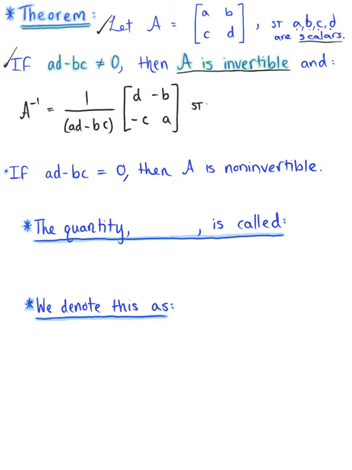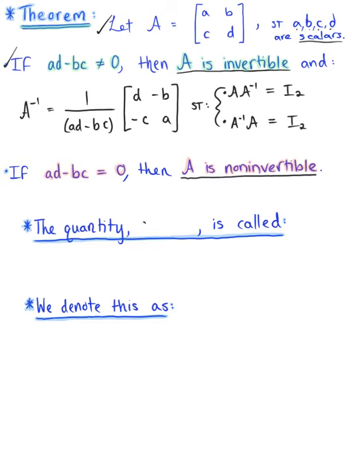And this will be such that the product of matrix A with the inverse of matrix A is equal to the 2 by 2 identity matrix, and that the product of the inverse of matrix A multiplied by matrix A is also equal to the 2 by 2 identity matrix. Now, if the quantity A times D minus B times C is equal to 0, then matrix A is non-invertible or singular.